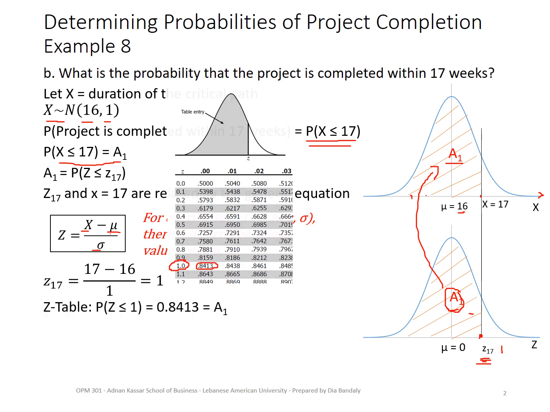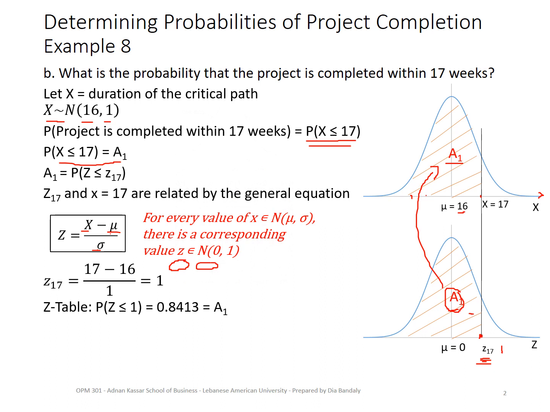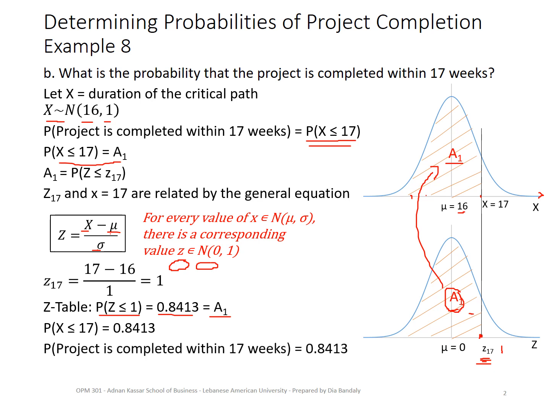Here we go. So I can write that from the Z table, I learned that P of Z less than or equal to 1 is 84.13%, which is my A1, which means P of X less than or equal to 17 is 0.8413, right? And then I can make my final statement about the probability of the project completion. It's 0.8413. Okay, I hope that was clear.